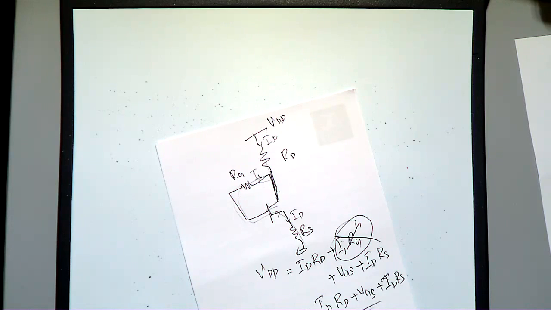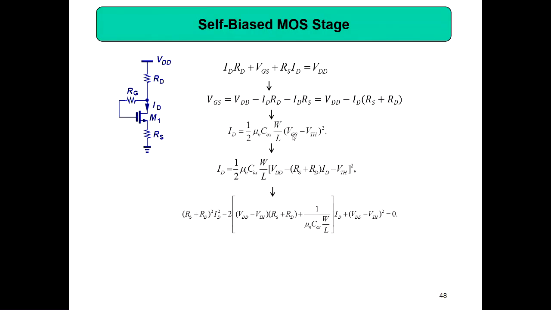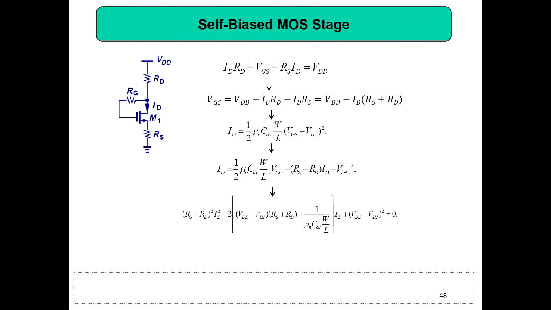Then I can write VGS equal to VDD minus ID RD minus ID RS, which is equal to VDD minus, you can take ID common, ID times RS plus RD. Then ID we already know, ID equal to mu n COX W by L, VGS minus VTH the whole square. So VGS we know, so substitute VGS here. Then we get a big equation when you substitute VGS. Again, a quadratic equation, and you can solve this equation and bias the circuit accordingly.